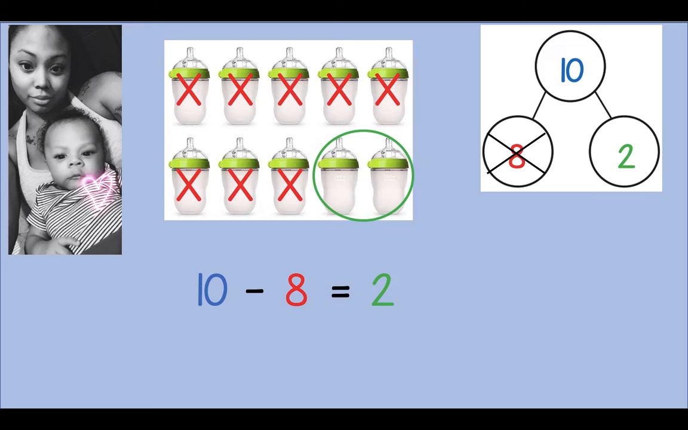Yes, I agree. It's great math. All right, so Cairo had 10 bottles. He drank 8, so I've got 10 minus 8, and that means he had 2 bottles left. 10 minus 8 equals 2. All right.